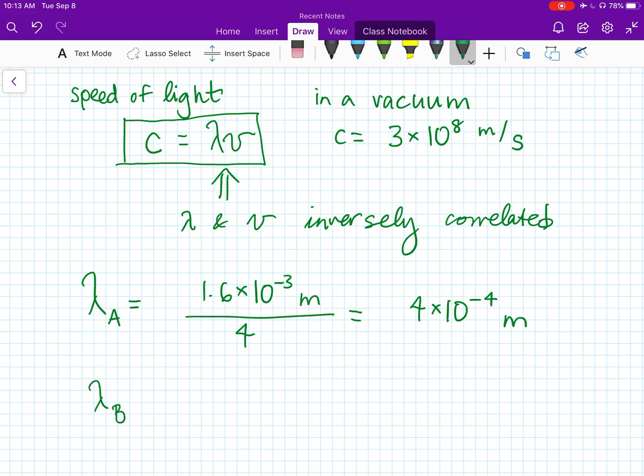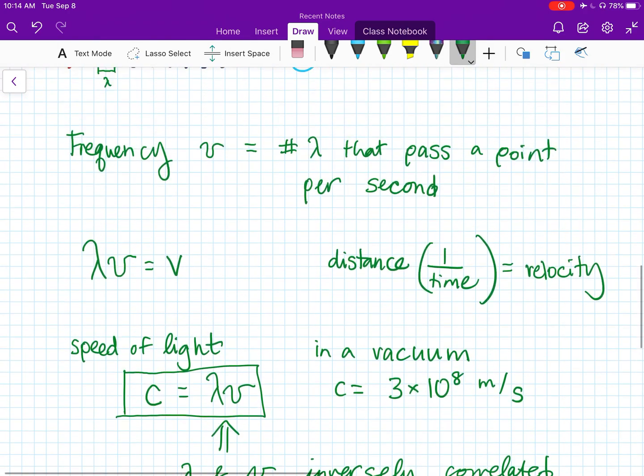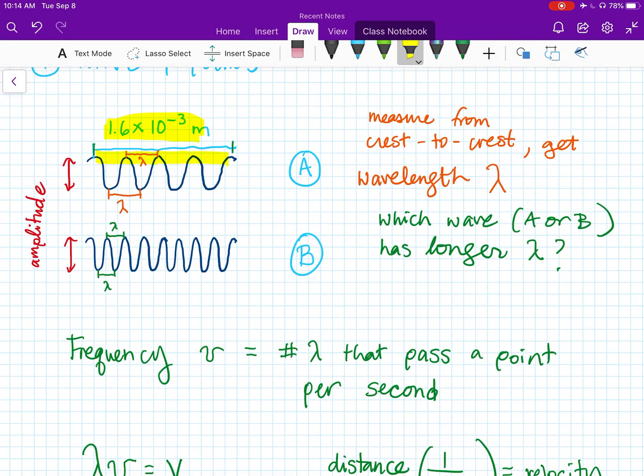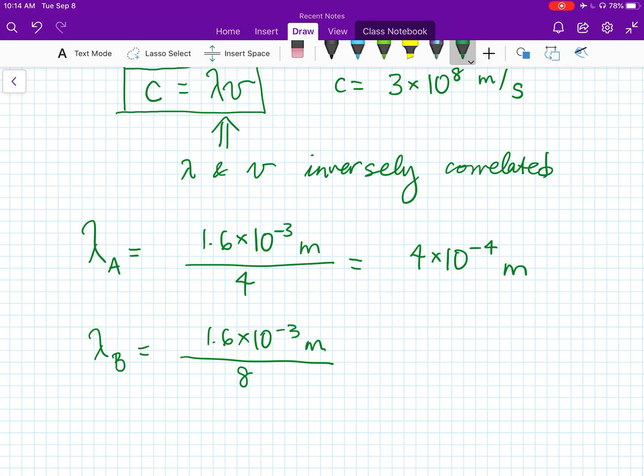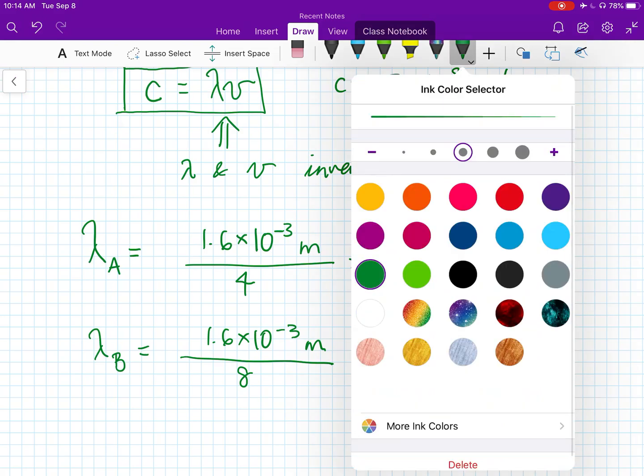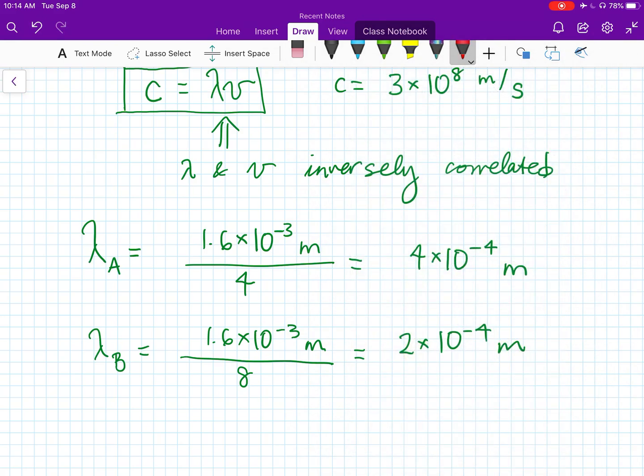Similarly, the wavelength of wave B is going to be 1.6 times 10 to the minus 3 meters divided by, well, let's look at it. In that distance, we have 1, 2, 3, 4, 5, 6, 7, 8 wavelengths encompassed. So I would have to divide that number by 8 to get the wavelength for wave B. So now we have a quantitative proof that A has the longer wavelength, which is what we saw just by eyeballing it. So this is going to be double the wavelength of wave B.